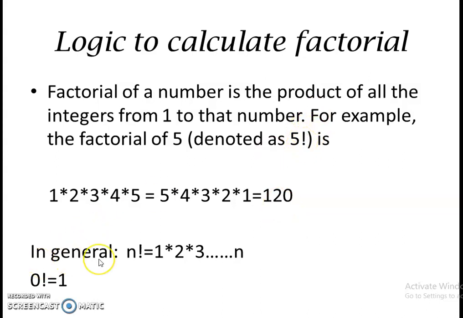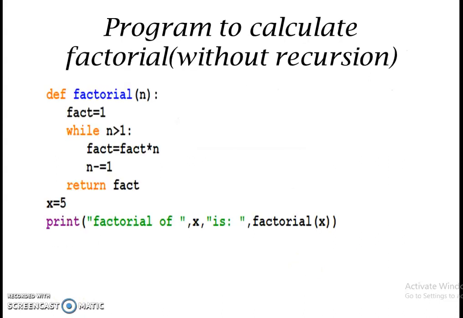So in general, to calculate n factorial, we multiply 1 into 2 into 3 till we get n. And 0 factorial is always equal to 1. Now let's see the program to calculate factorial. In this program, we have one function named factorial. It takes one parameter. Here we are calculating factorial without recursion.